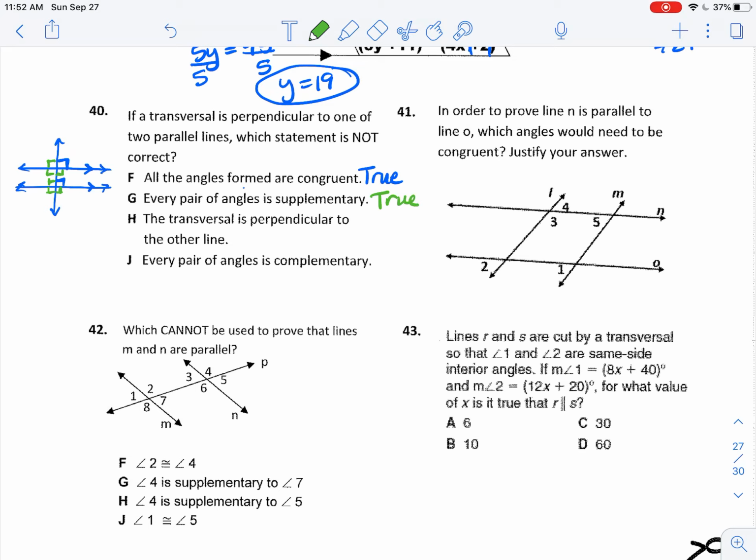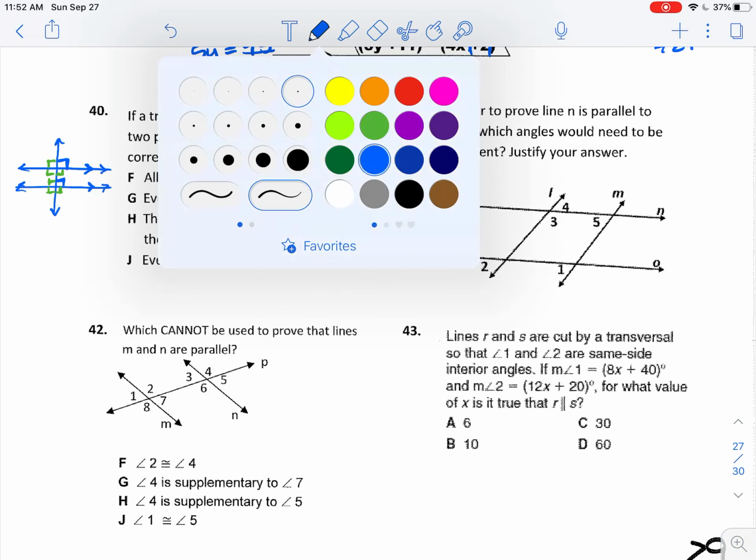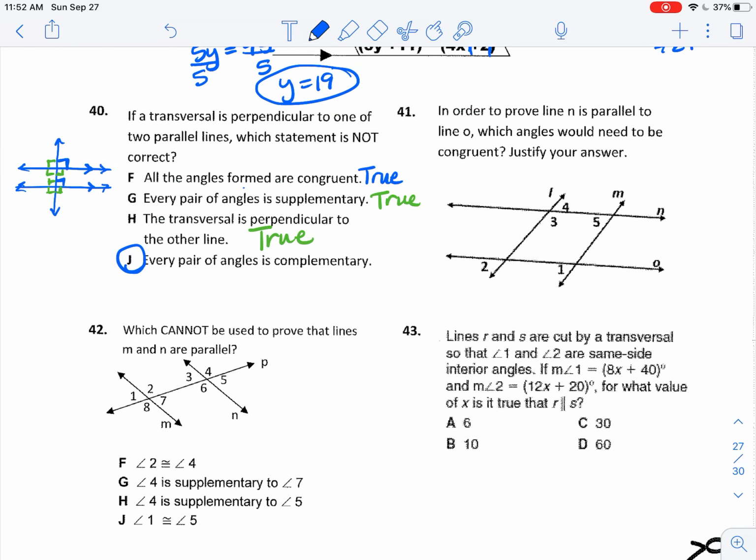Each pair of angles is supplementary. That is true as well, because 90 plus 90 is 180, that's supplementary. The transversal is perpendicular to the other line. Absolutely. Every pair of angles is complementary. No, that's not true. That means the two angles would add to get 90, and that's not the case.